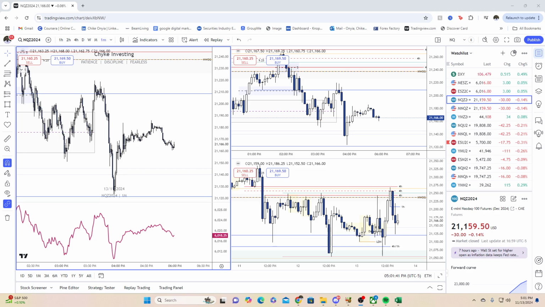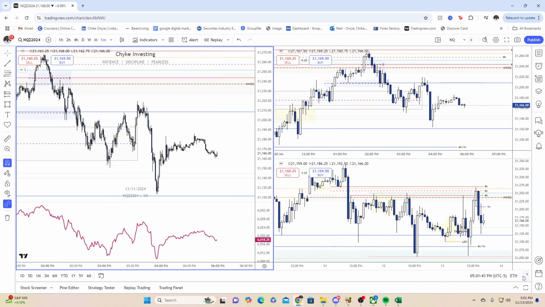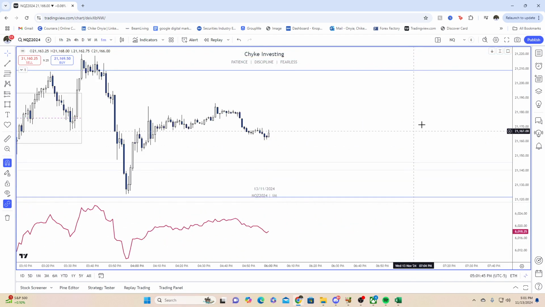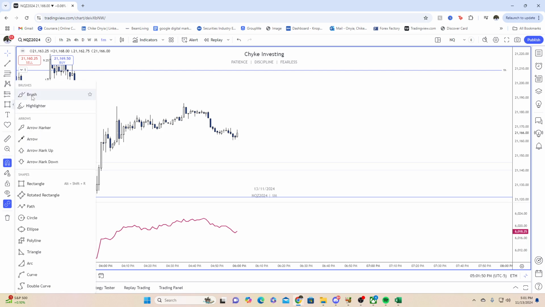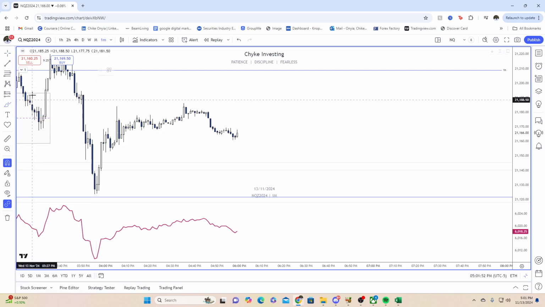Now, before we go to the checklist, actually, let's teach what the ICT 22 model is, just for those who don't know what that is. If you don't know what it is, pay attention closely. If you do know what this is, you can skip this part.